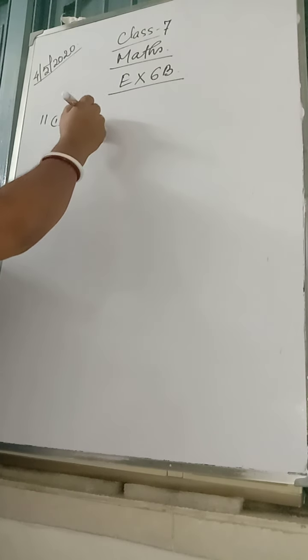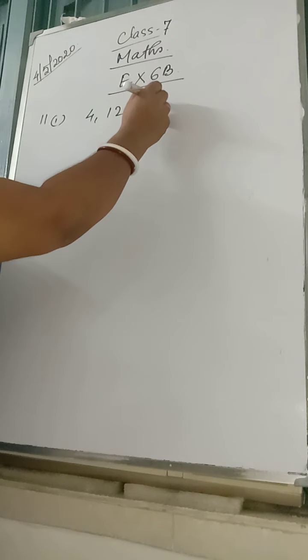Look at question number 11. It says, show the following numbers are in continued proportion. What is the meaning of continued proportion? Already I have told you. It means A is to B is equal to B is to C. We have only three numbers. Question number 11, we have 4, 12 and 36.